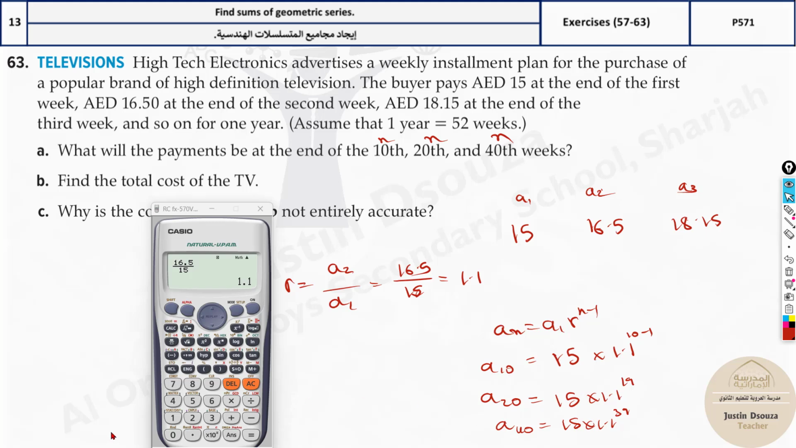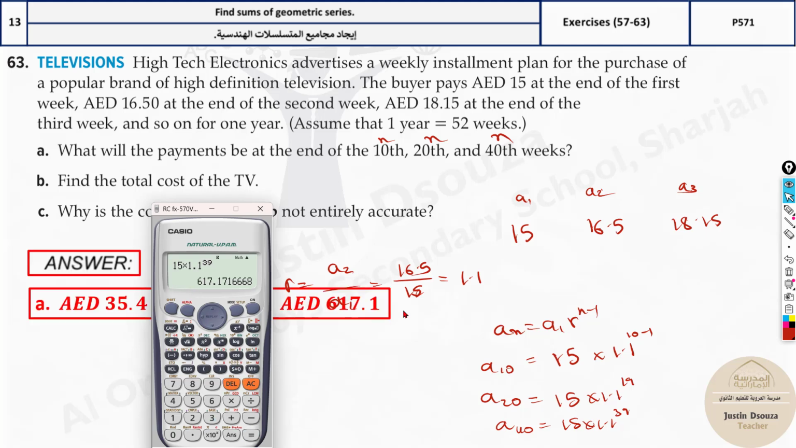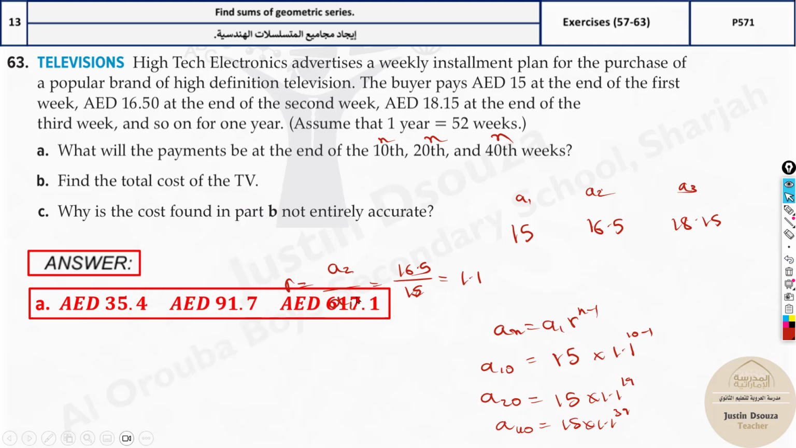So we have to just do this. Over here, all you need to do is 15 times 1.1 to the power 9. 10 minus 1 is 9. So this will be the answer. Then 35.36. And then over here, 19, it is 91. And lastly, at 39, it will be 617. We can just check the answers. So those are the answers. Now it's rounded off over here to 1 decimal.